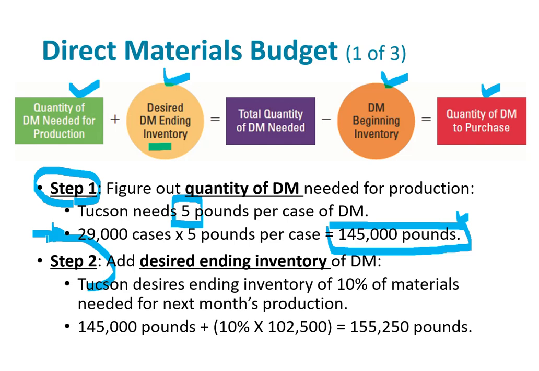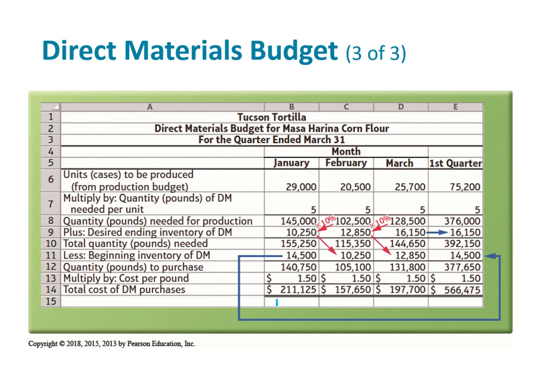Step two, we're going to add the ending inventory. So just like we did before, but now this time here, they're going to use 10% of the materials for the next month that's needed. So we have to go in and take a look and see what was the next month. And so it will look like this.